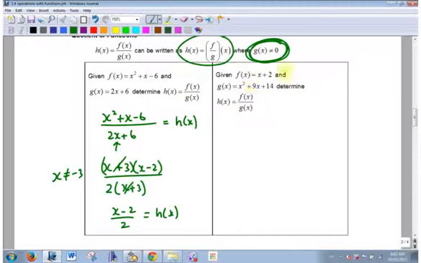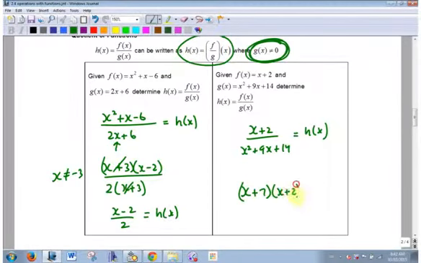Okay, f of x divided by g of x, x plus 2 over x squared plus 9x plus 14. That's h of x. But if that's a multiple choice question, that's not going to be one of the answers. Okay, because we can probably do something else to it. Can I factor the bottom? What multiplies to 14 and adds to 9? 7 and 2. And, whoa, look at that. Something actually canceled.